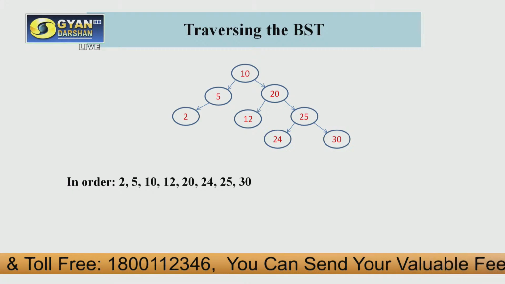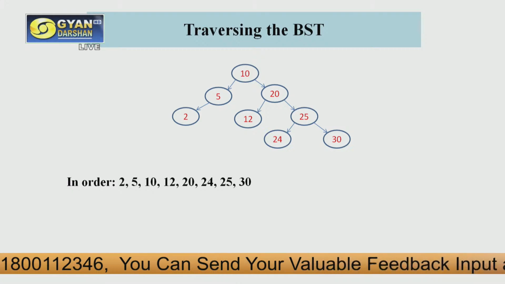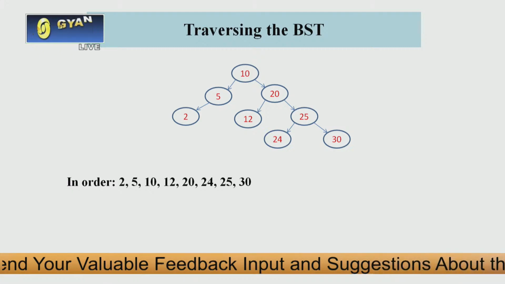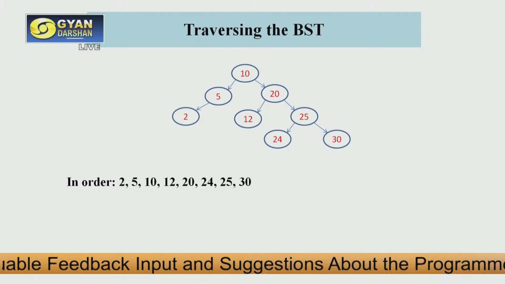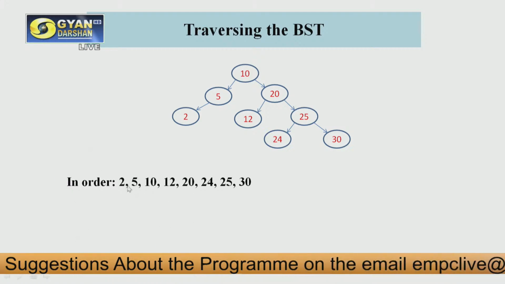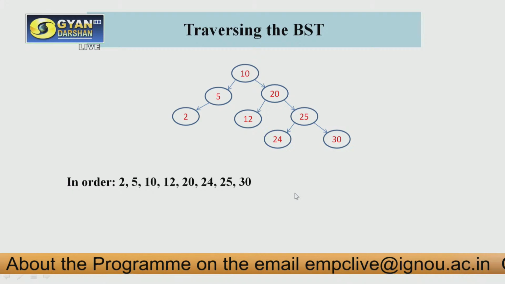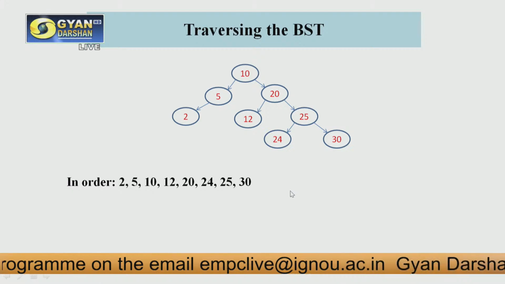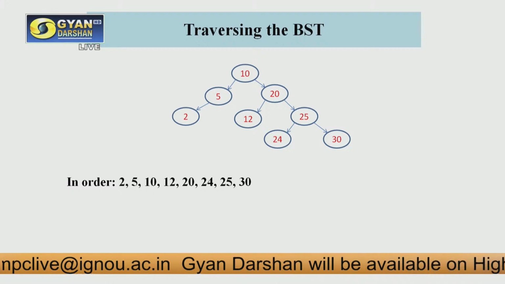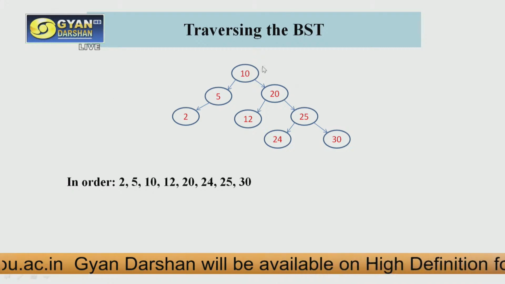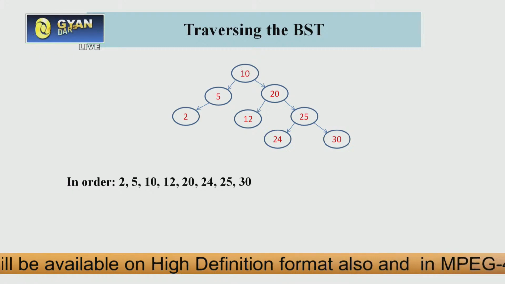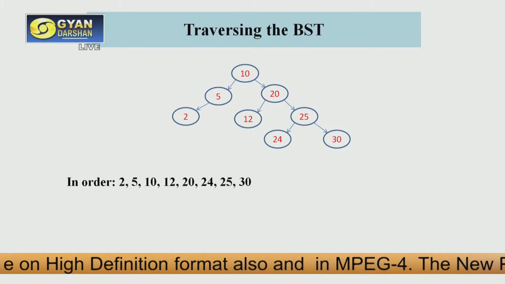In the beginning I told you that if we do the in-order traversal of a binary search tree, we get the keys in ascending order. Here we can see that we are getting the keys in ascending order, that is in sorted order from smallest to largest. Similarly, when we perform the pre-order traversal, first we traverse the root, then we go to the left subtree, and then we go to the right subtree. That is the algorithm for pre-order traversal.